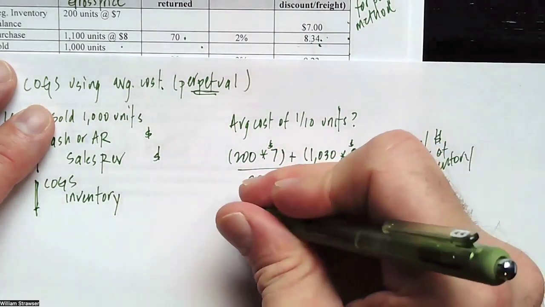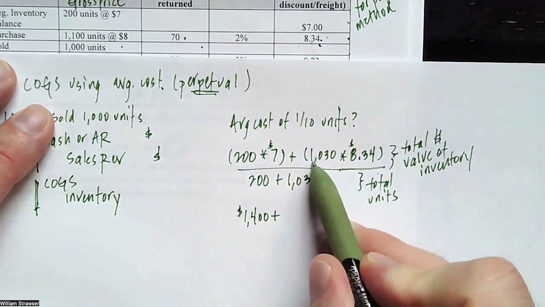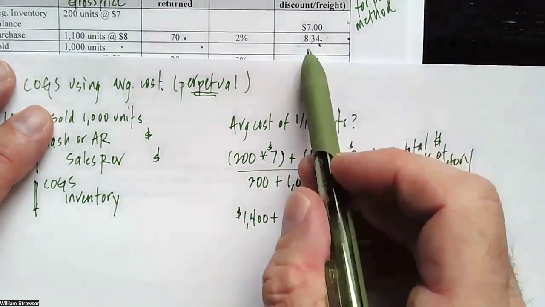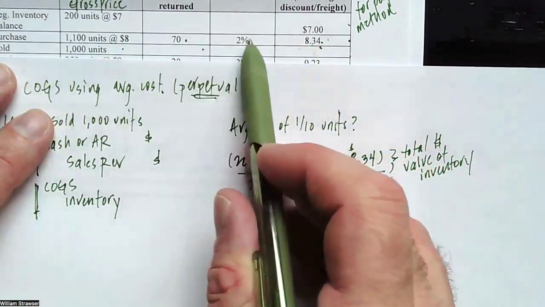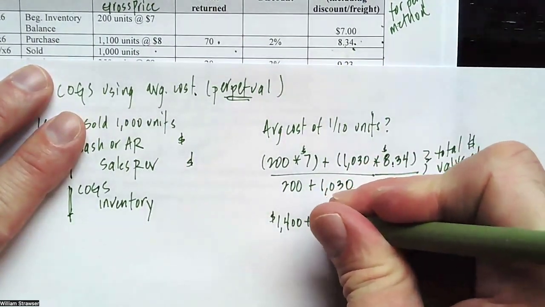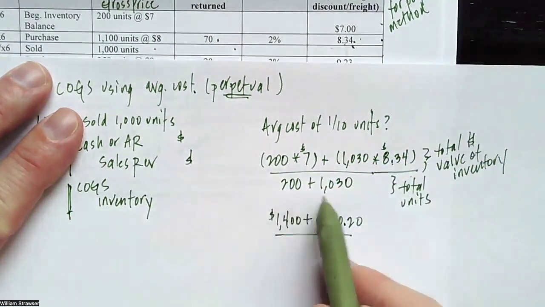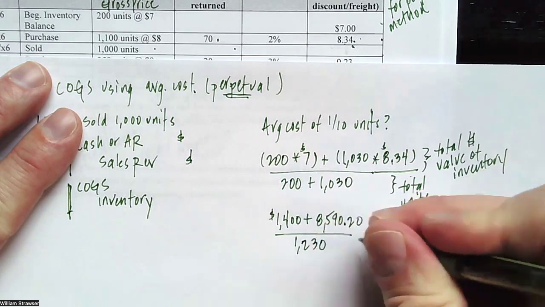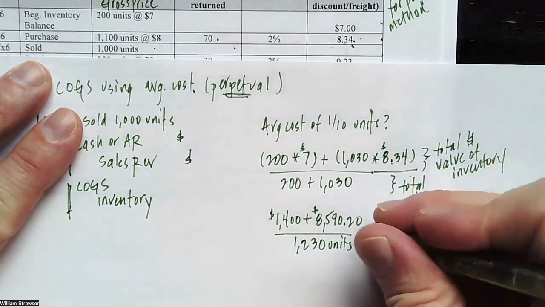200 times 7 gives me the $1,400 here. And we're going to add to that 1,030 times $8.34. I did that when I was showing you how I got to the price per unit and how I could project what this purchase did overall to my inventory account. And it was $8,590.20. And then adding the denominator pieces together, 1,230, or not dollars, units. So I have total dollar value of inventory divided by my total units.